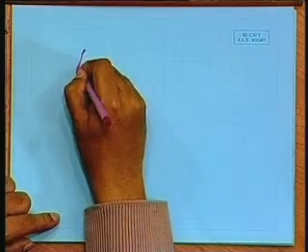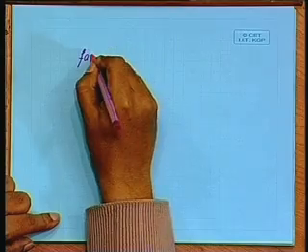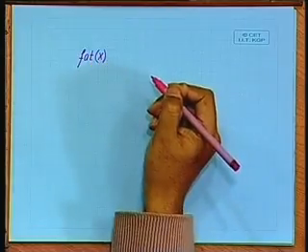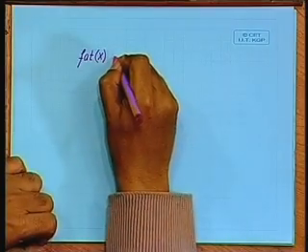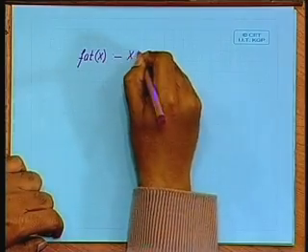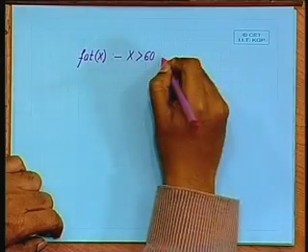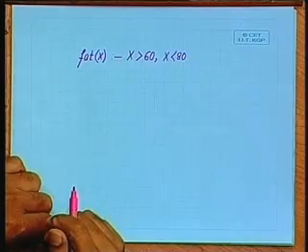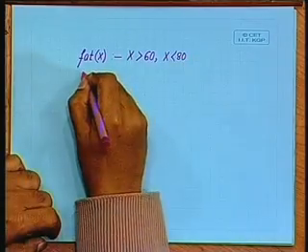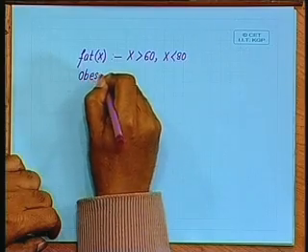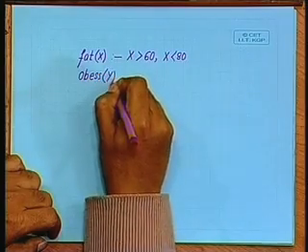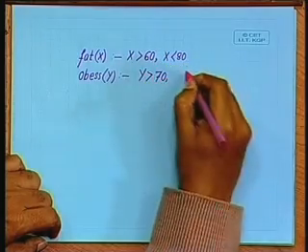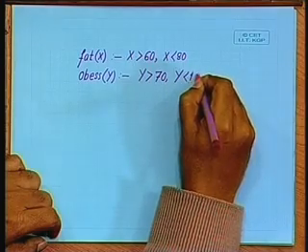So, suppose we say that if the weight of a person is x, then we say that that person is fat if x is greater than 60 and x is less than 80. We say that a person is obese if y is greater than 70 and y is less than say 100.